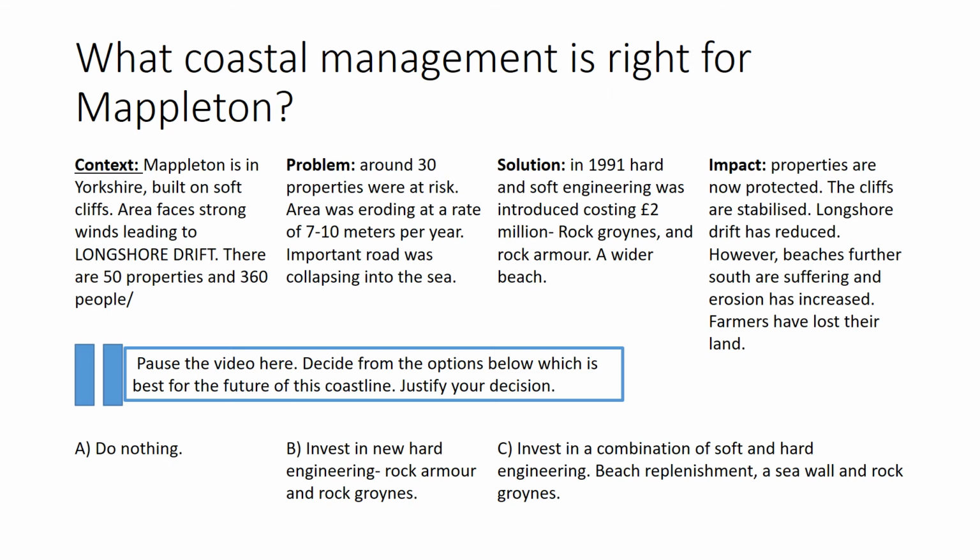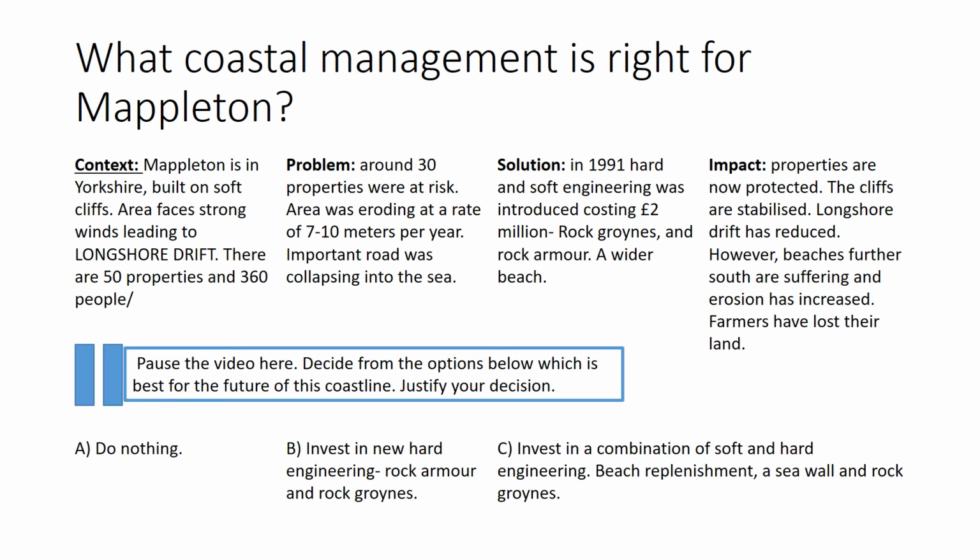So the great news is the properties are now protected. The cliffs at Mappleton are stabilised and erosion has decreased. Longshore drift has been reduced, trapping sediment at Mappleton to build up the beaches. However, the coast to the south is now suffering.